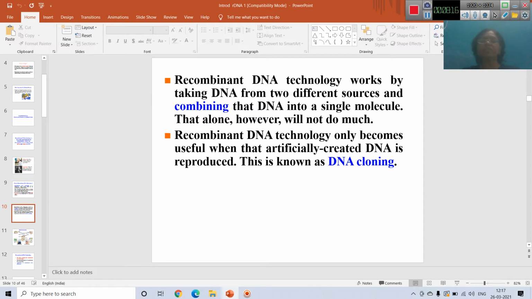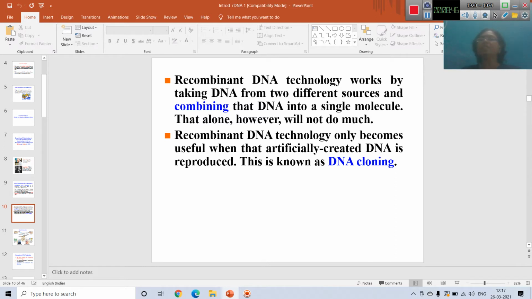So recombinant DNA technology works by taking DNA from two different sources and combining that DNA into a single molecule. That alone, however, will not do much. If you are taking one DNA from one organism and a second DNA from another organism and putting it into the first organism, then individually it is not playing an important role, but when you splice together these two different genes, it will make a difference.